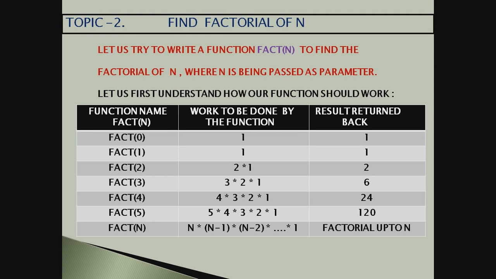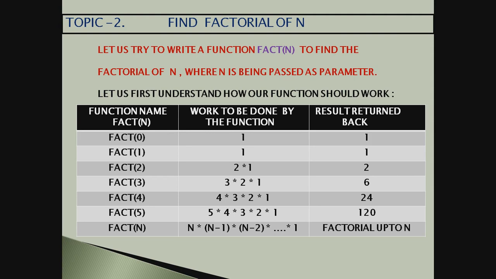Why do we have two terminating cases? Because both of these, fact 0 and fact 1, return us the value 1. And you can see the chart, the third column. 1 is the minimum value that the fact function can give us. Because see, if we go for fact 2, then it is going to give us 2.